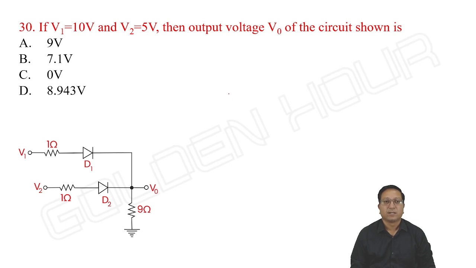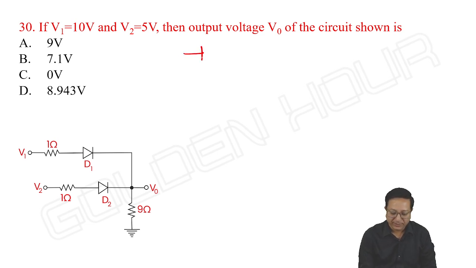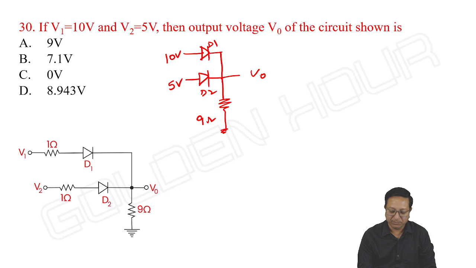Look at this question. If V1 is equal to 10 volts and V2 is equal to 5 volts, then the output voltage V0 of the circuit shown is... a very simple circuit. This one. See, so far what we have observed is, suppose I have cathodes of two diodes at the same potential, and if the anode of diode D1 is at 10 volts and anode of diode D2 is at 5 volts, then blindly we can say only D1 is on and D2 is off and output is equal to 10 volts.